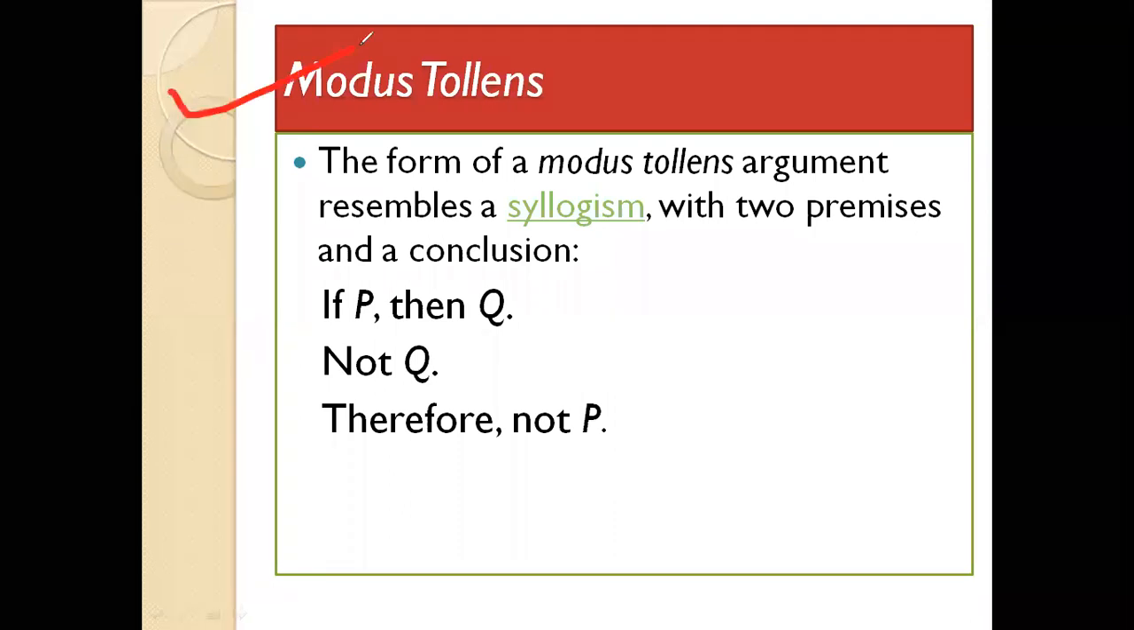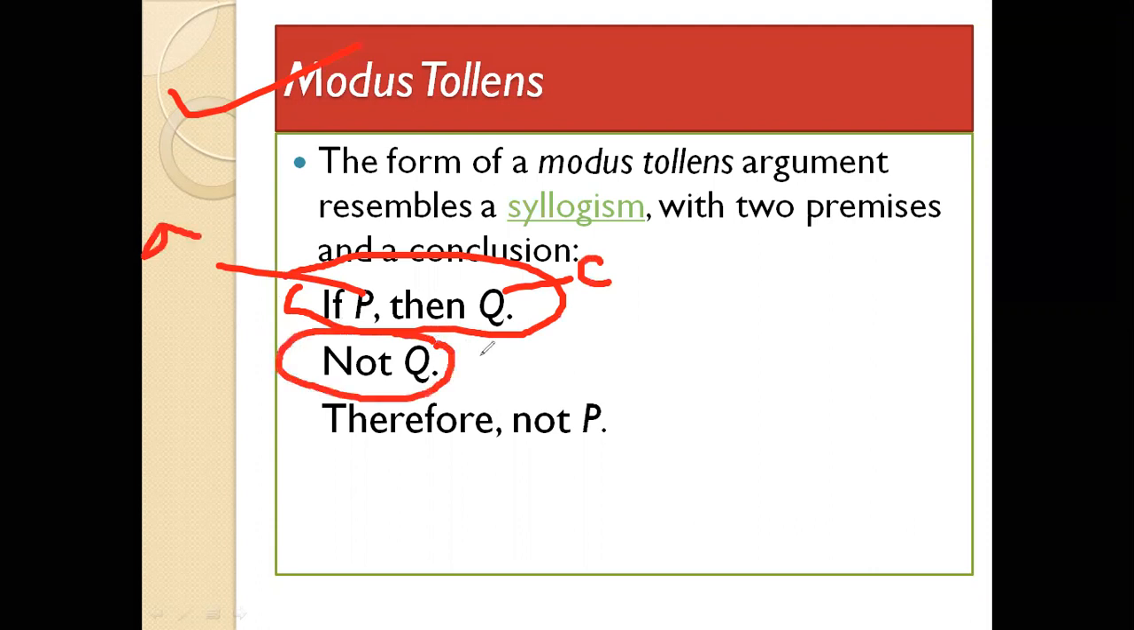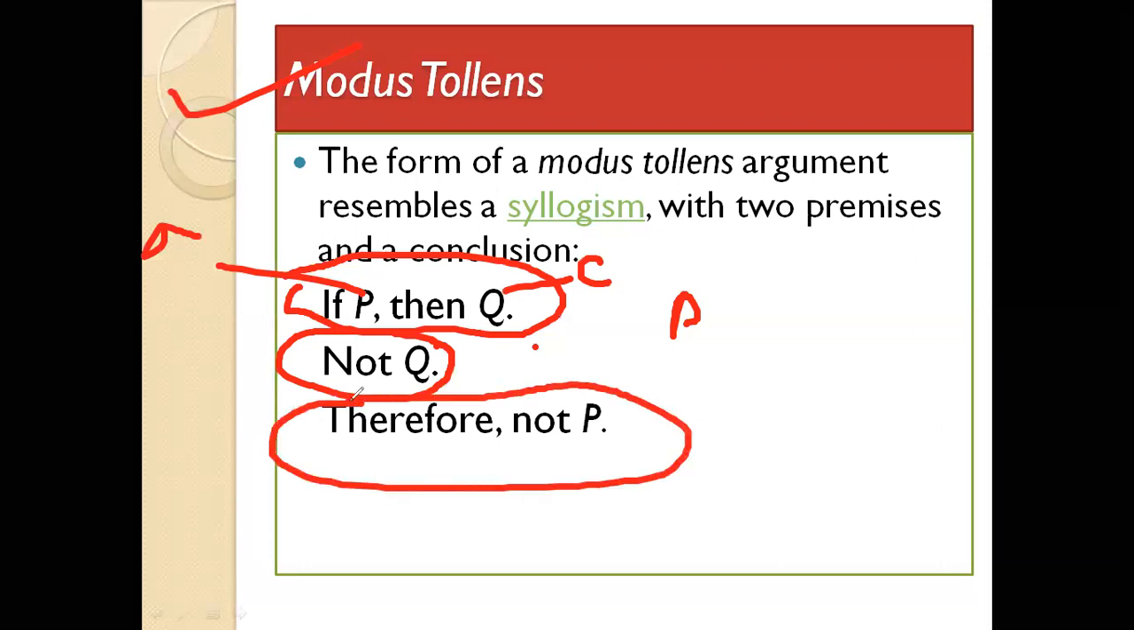So Modus Tollens is what? The form of a Modus Tollens resembles a syllogism with two premises and a conclusion. Similarly, if P then Q, now you know this is the consequence part and this is the antecedent part, right? Now here, not Q means this consequence is not happening. Then the antecedent part is also not the case or also not happening.